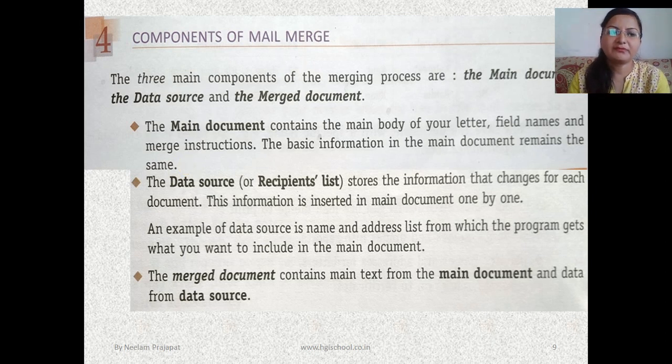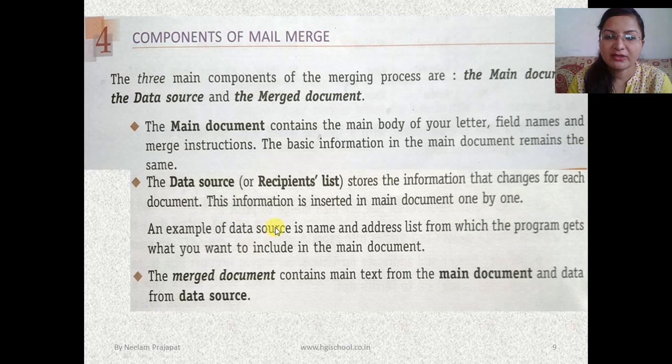Then the data source, I told you it is the recipient list. It stores the information that changes for each document, the information that is changing in every document. So this information is inserted in the main document one by one. After writing the main document and preparing the data source, we will merge both and form the merged document. Now an example of a data source is a name and address list, from which the program gets what you want to include in the main document.